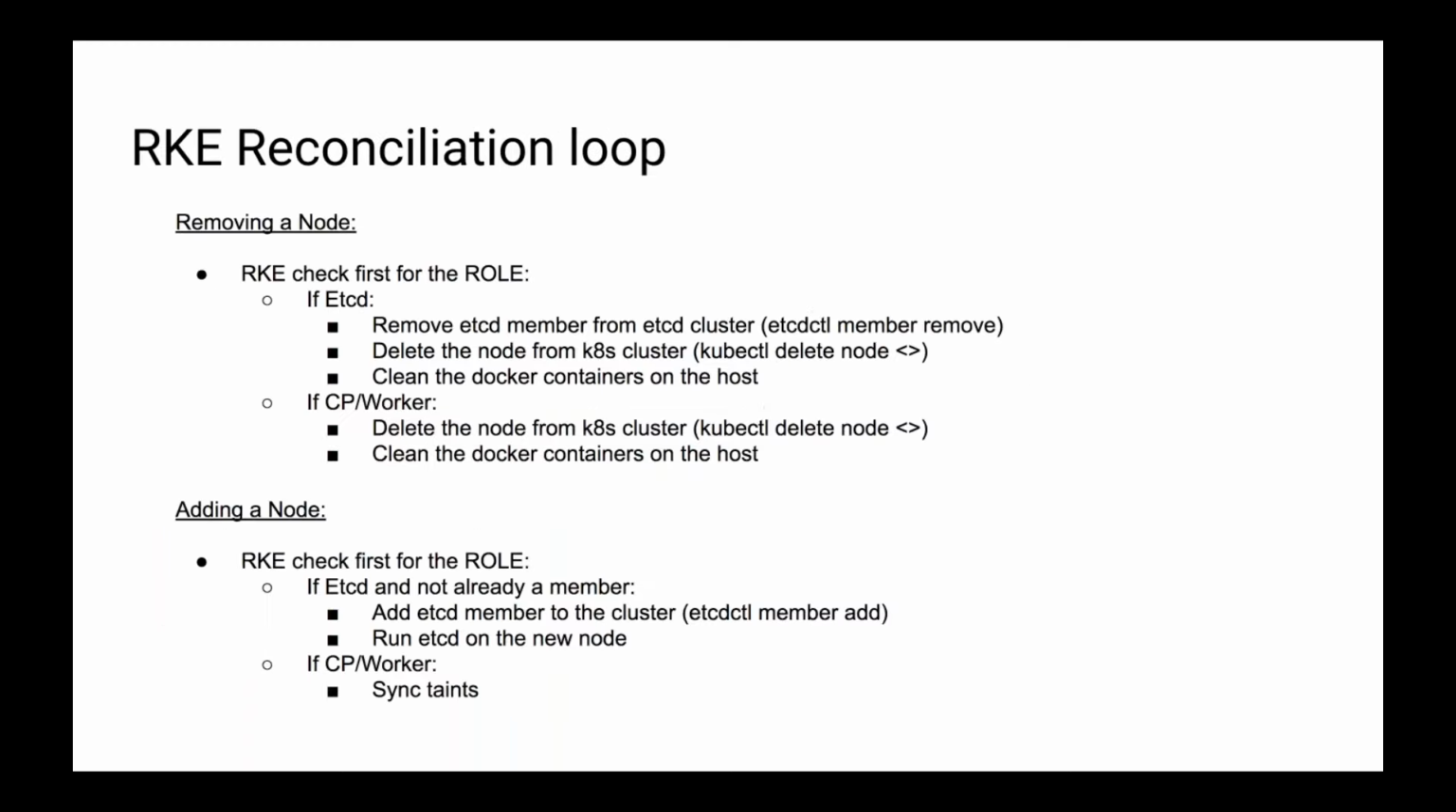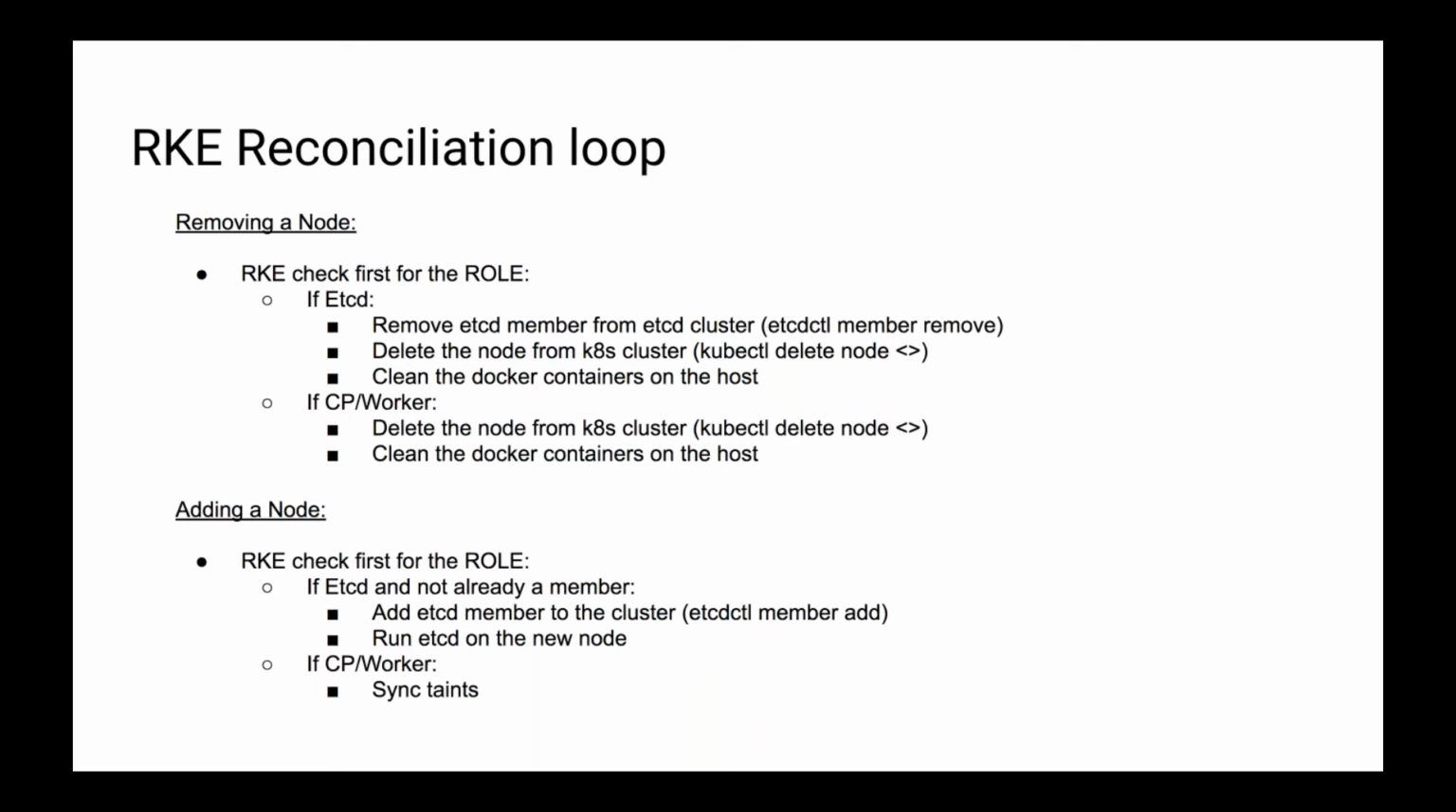and will restart the components corresponding to each node. So finally, I'm going to talk about reconciliation loop and how RKE handles adding or removing a node. So when removing a node, RKE checks if this node is etcd or any other role. Basically, the etcd has to have a special handling because we need to remove the etcd node as a member from the cluster, and then proceed with the normal removal of the node.